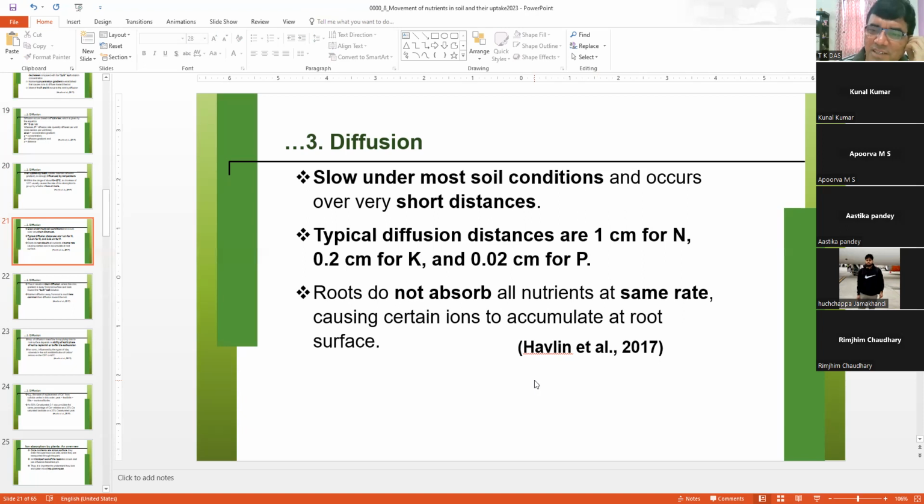One centimeter movement of nitrogen by diffusion, 0.2 centimeter for potassium, and 0.02 centimeter for phosphorus. Phosphorus is the most lazy nutrient. It moves very slowly and in very small quantities. Roots do not absorb all nutrients at the same rate, causing certain ions to accumulate at the root surface.